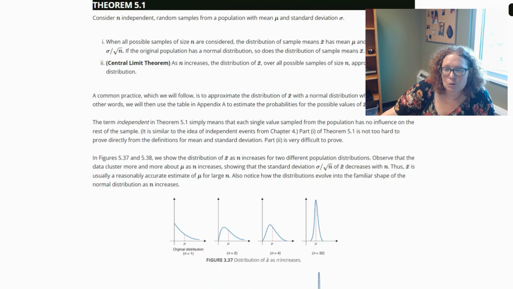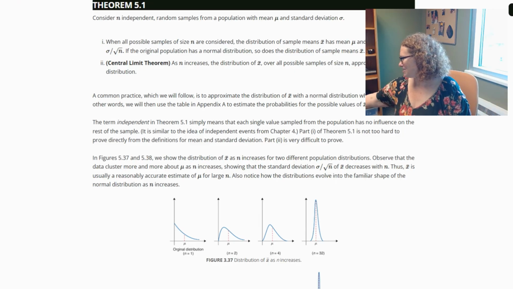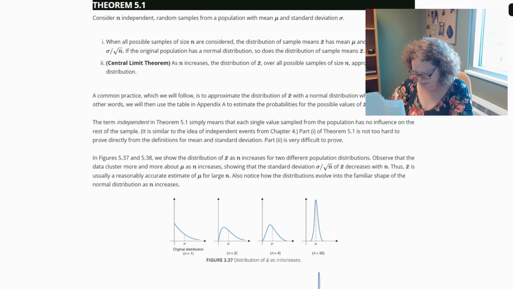We also look at, when we talk about n, we usually say that n is greater than or equal to 30, and we use another table, or use the table to estimate our probabilities as well. So we're going to get to that again, but let's talk a little bit about how we're going to get there.